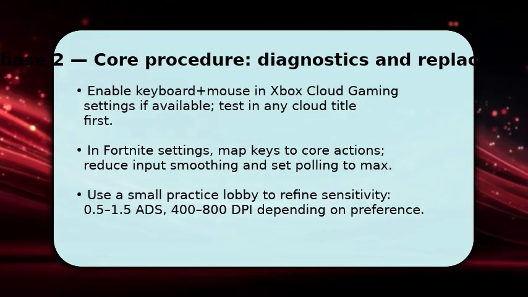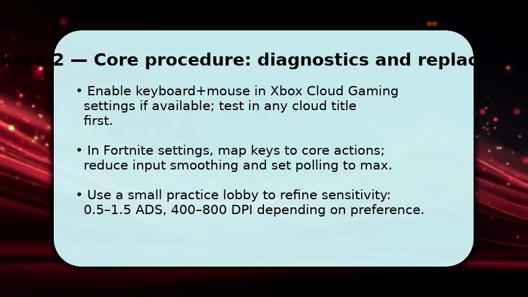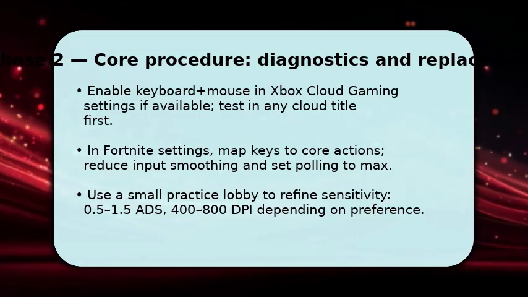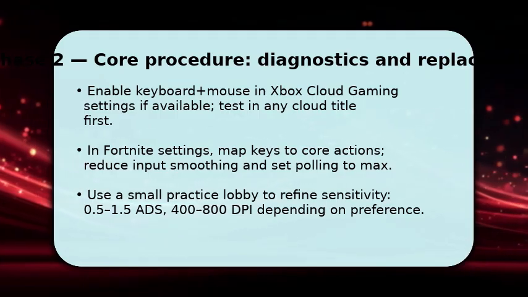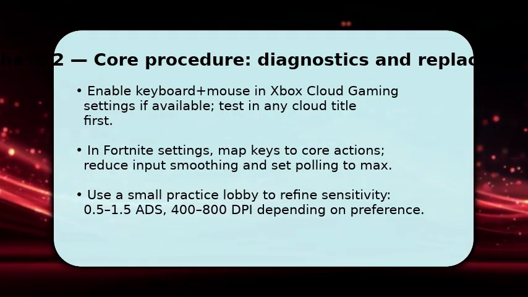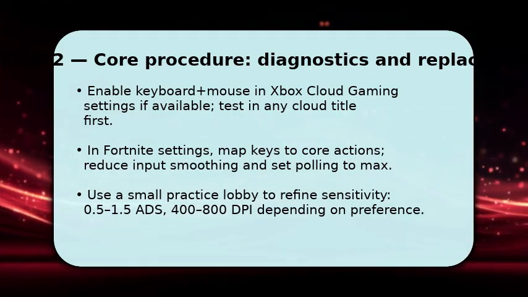Reduce input smoothing to tighten responsiveness. Adjust mouse DPI and in-game sensitivity. Start with 400 to 800 DPI and ADS around 0.5:1.5 and practice in a low-stakes lobby.